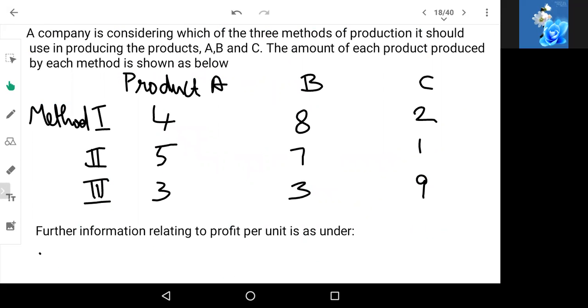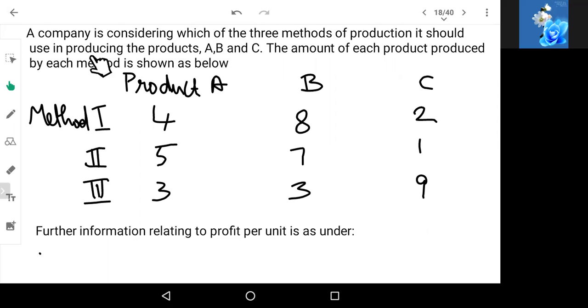Now, moving on to the statement problems under matrices. So under the statement problems, this is the first problem. Let us read the question carefully. A company is considering which of the three methods of production it should use in producing the products A, B, and C. So they have A, B, C products, and they are producing A, B, C products in three different methods.